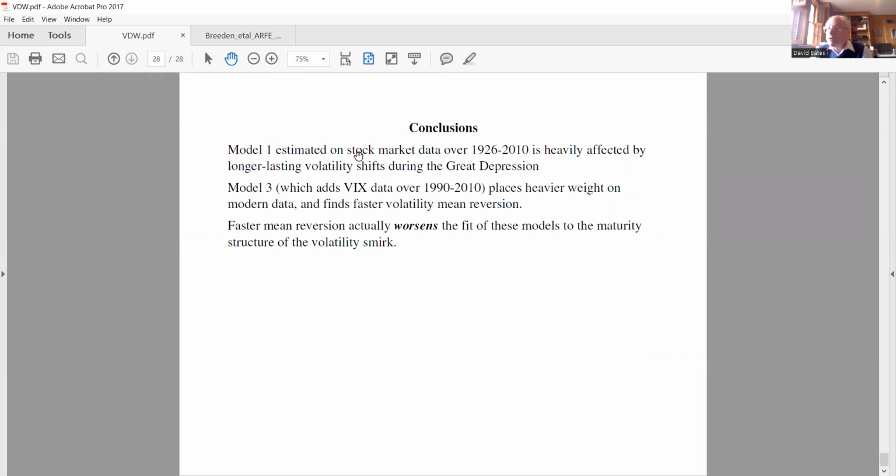The model one is heavily affected by volatility evolution during the Great Depression, when volatility got to very high levels and was at very high levels for years. Whereas model three, which adds this VIX data, is more focused on modern data, including how the VIX evolves, and correspondingly creates faster volatility mean reversion. But a consequence of that, in terms of time series analysis, is that these models actually fit options worse than models with slower moving dynamics. Okay, and that's my conclusion.